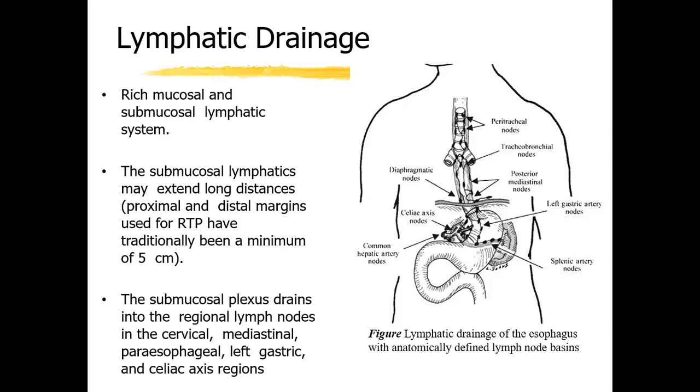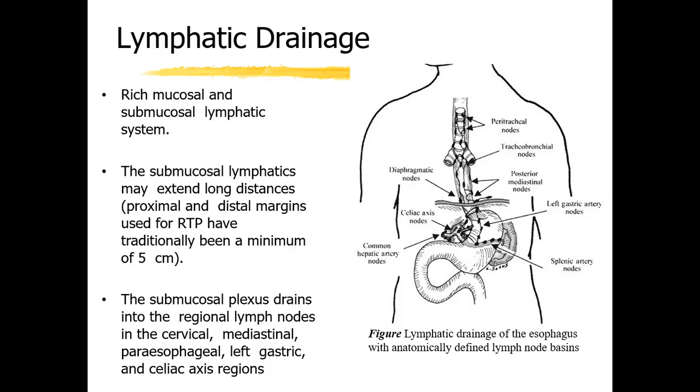So these are the 4 parts of the esophagus, and these are important because lymphatic drainage is also according to that. So it has a rich mucosal and submucosal lymphatic system. The submucosal lymphatics run for a long distance proximally and distally, and that's why for surgery you have to take margins at least 5 centimeters above and 5 centimeters below the tumor.